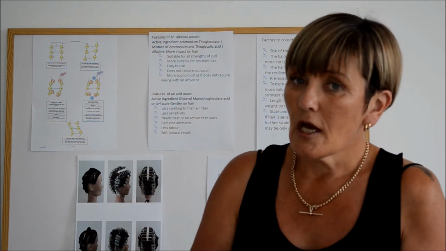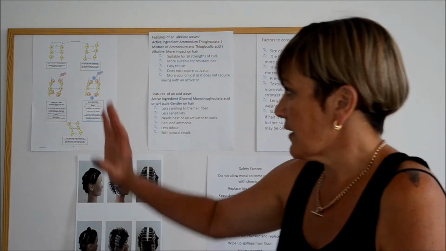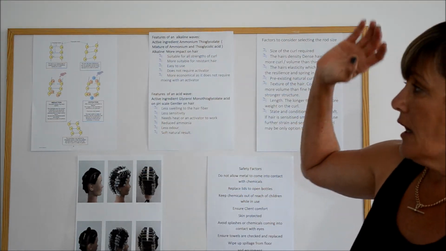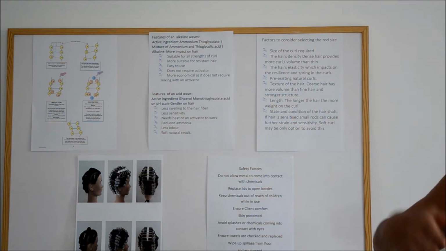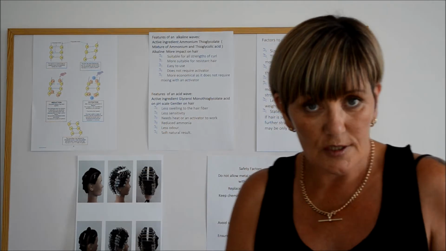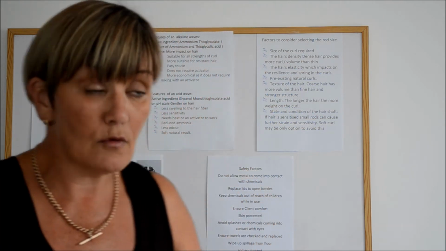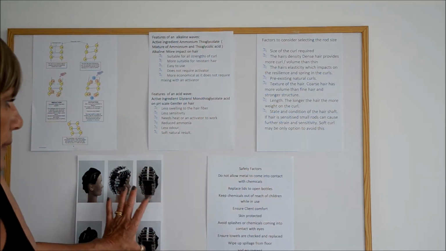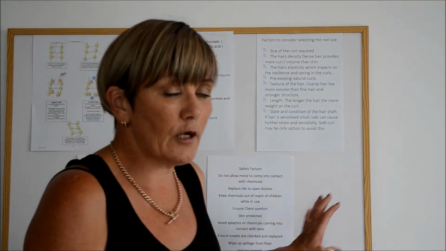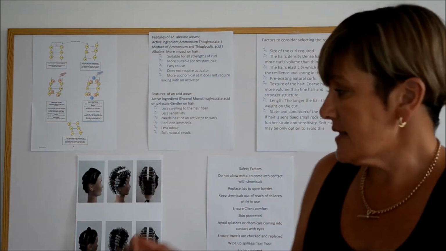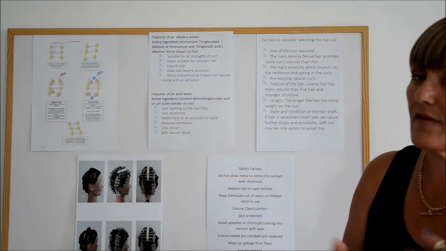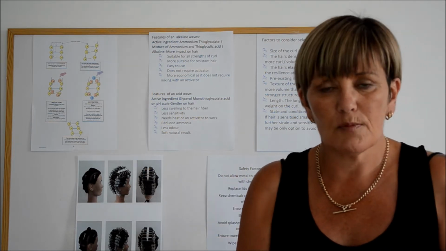So today in this video I have looked at perming hair. I've looked at the chemical action of perming hair. I've talked about the features of the different waves and the strengths of the solutions. I've talked about the factors to consider in terms of your rod selection and how that impacts on your end result. We've looked at our perm placements. Last but not least are the safety factors. Now these safety factors are the same as they are for any chemical service. Don't use metal bowls.